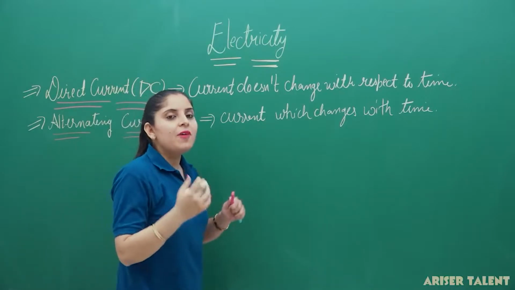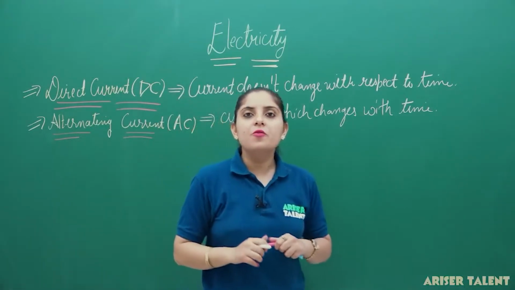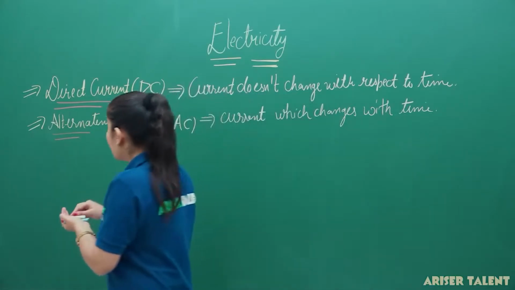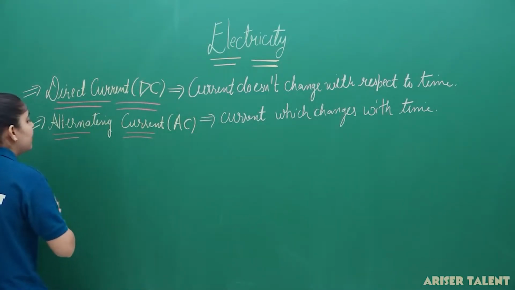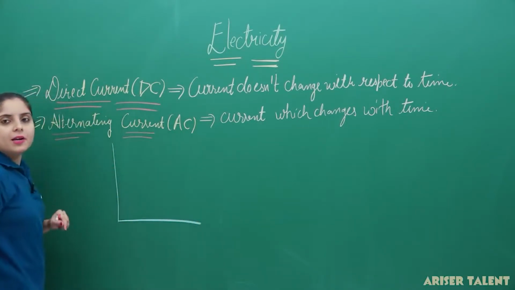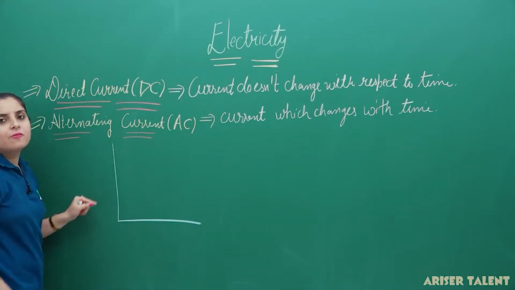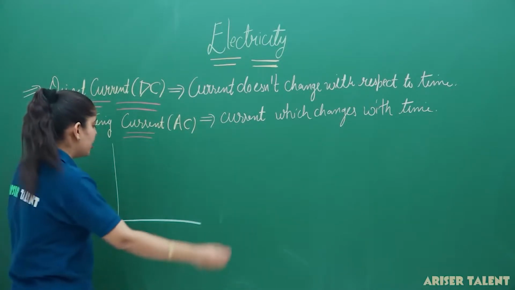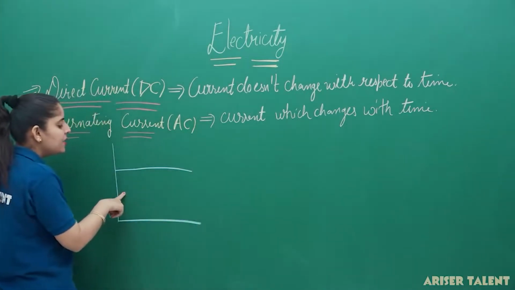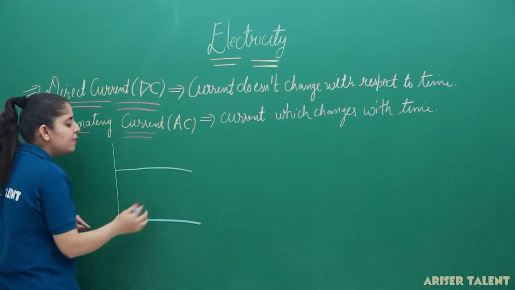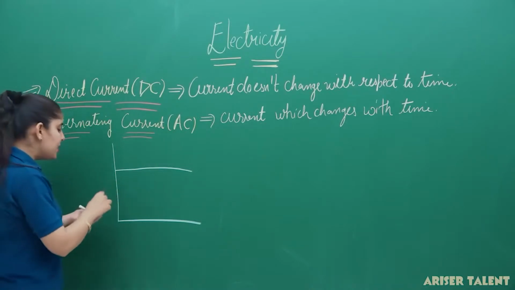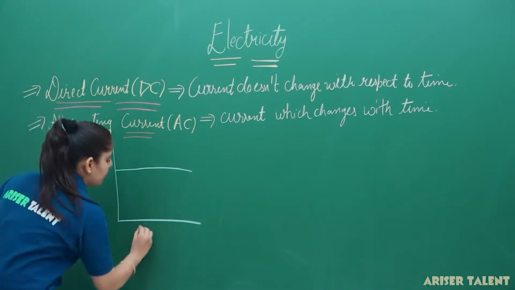So now, if I plot a curve for direct current and alternating current, what can I get here? For direct current, if we plot a curve between current and voltage, it comes out to be a straight line. It means you are getting a constant value for the different values of current and voltage. So this is the curve for direct current.